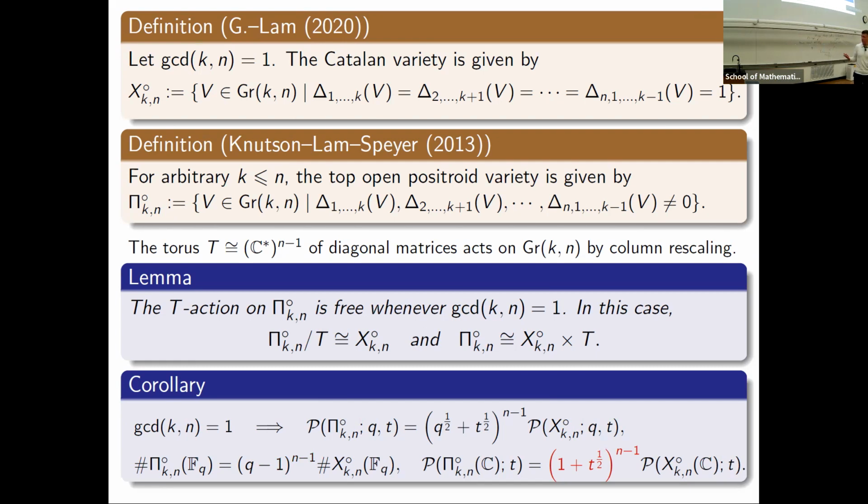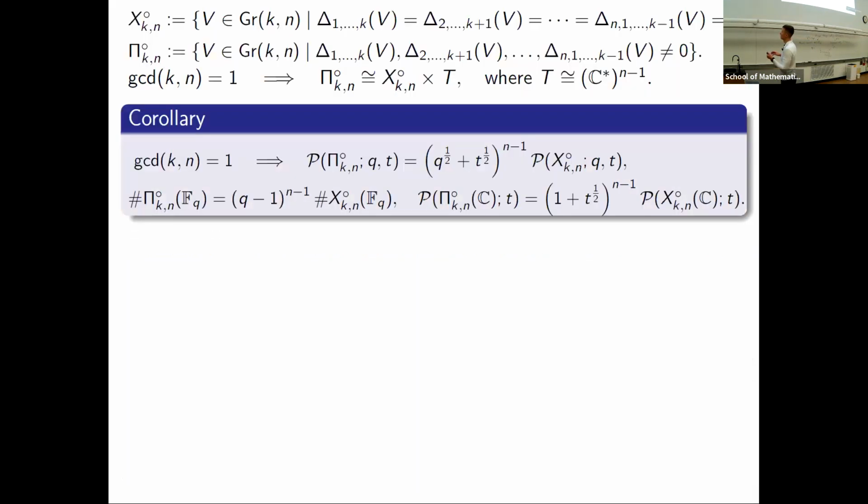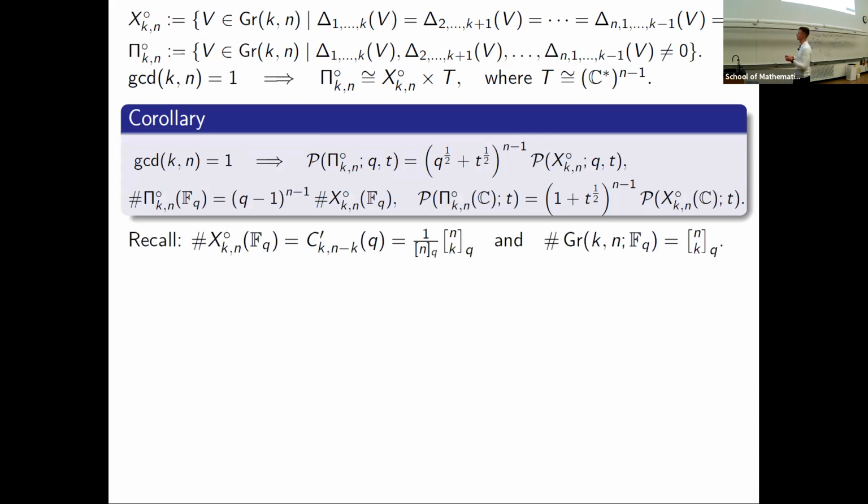Now this is all good, and let me mention a curious corollary of this approach. I'm going to compress all these things on the top to a few lines. So the Catalan variety is here, and the open Positroid variety is here, and this is how they are related when the GCD is 1. I already told you how to compute the point count of the Catalan variety: it's this q-analog of the rational Catalan number. And I also told you the point count of the Grassmannian: that's the q-binomial coefficient. And since we have this simple factor, I also told you how to compute the point count of the open Positroid variety.